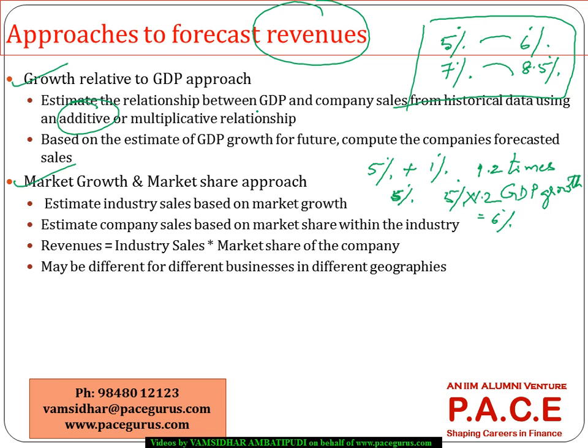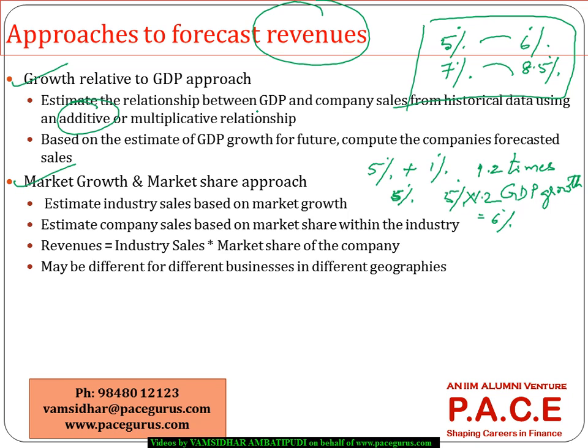And based on that estimate of the GDP growth rate, I am trying to compute the futuristic sales for this particular company. So as simple as this, when I am looking at growth relative to the GDP growth mechanism, I'll first get an estimate of the GDP growth rate, add some percentage to it or increment it by some factor to say that my company will be growing at this particular rate, and use that percentage for increasing the revenues to the next period. That is one mechanism that we can use to forecast the revenues.